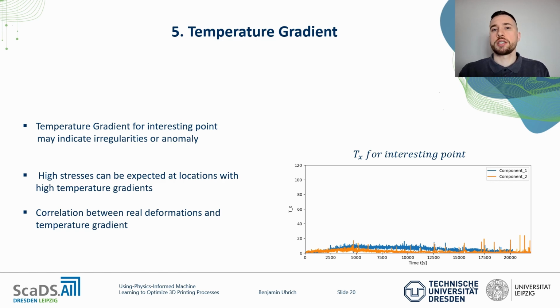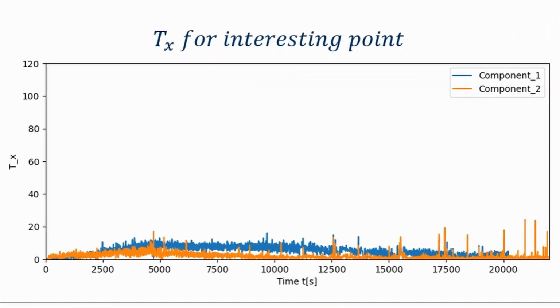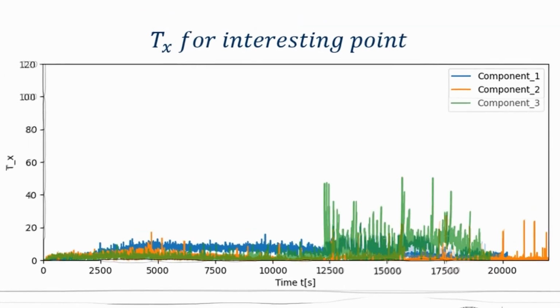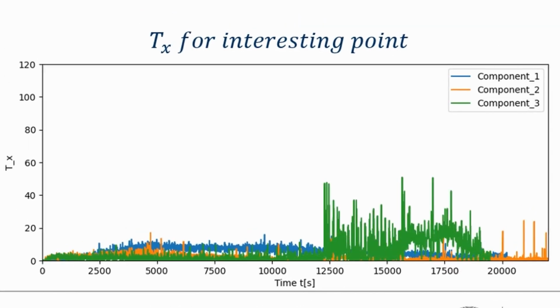High stresses can also be expected at locations with high temperature gradients. There is a correlation between the real deformations of the components and the temperature gradients at the top surfaces. In the left diagram, we can see the temperature gradient along x direction for two components which are printed very well. For component 3, on the other hand, irregularities and anomalies in the temperature gradient can be seen.